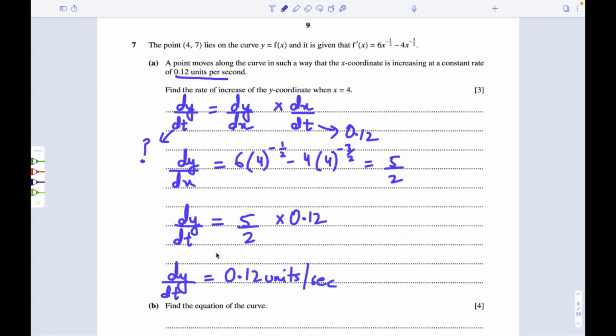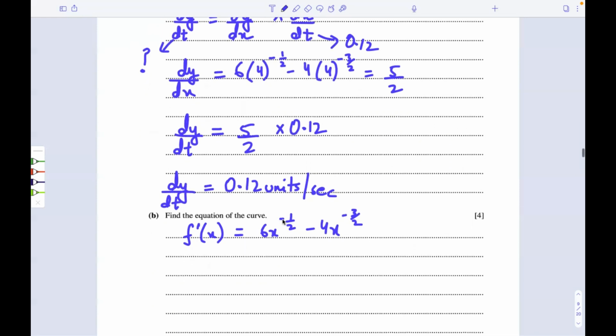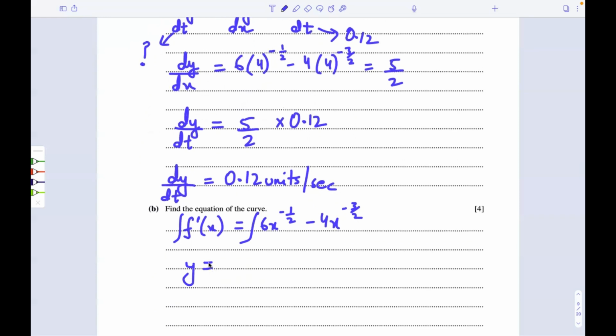Now to find the equation of the curve, what we do is we integrate the derivative. So we have the derivative. f dash x is equal to 6x to the power minus 1 upon 2 minus 4x to the power minus 3 upon 2. Integrating both sides, we get y is equal to, so we add 1 to the power here and then divide by the new power, which is positive 1 upon 2. So we have 6x to the power 1 upon 2 divided by half minus 4x.